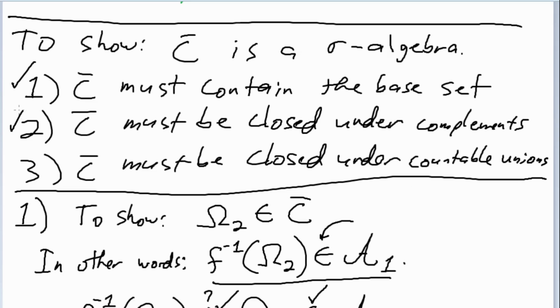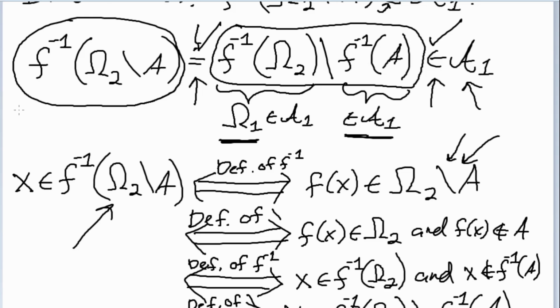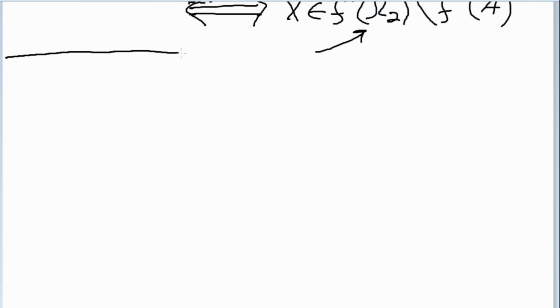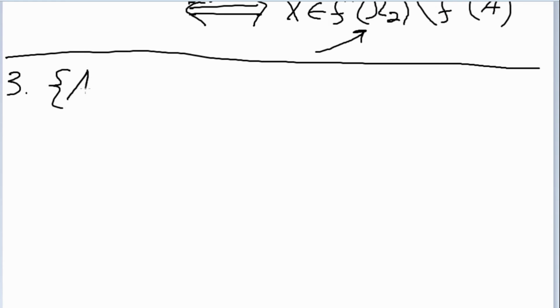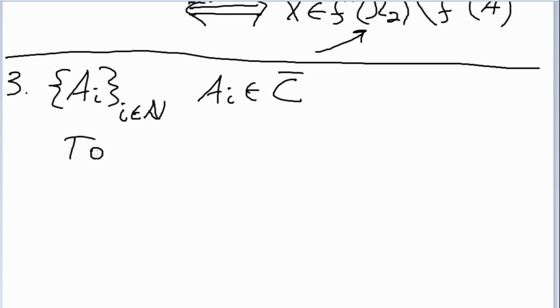Now, part 3. C-bar must be closed under countable unions. Okay, so let's do that, and then we're done. So, let's take a look at this set here. Let's say all of these A_i are in C-bar. And what we want to show is that the union of all of these elements is also in C-bar.